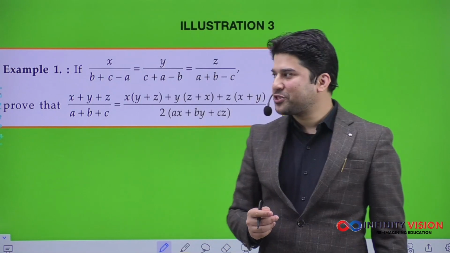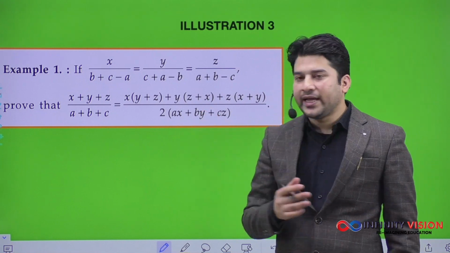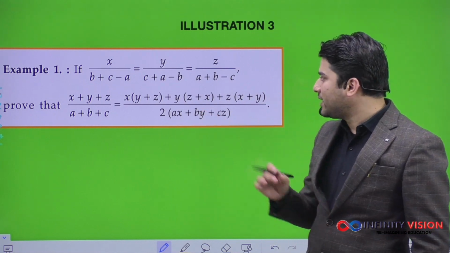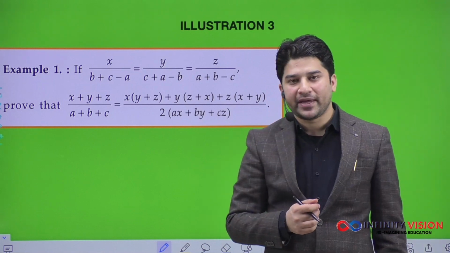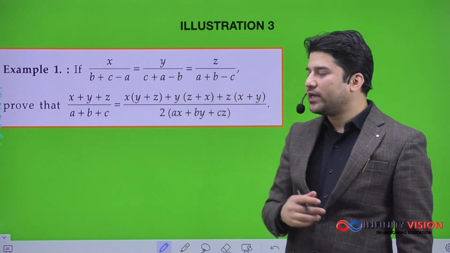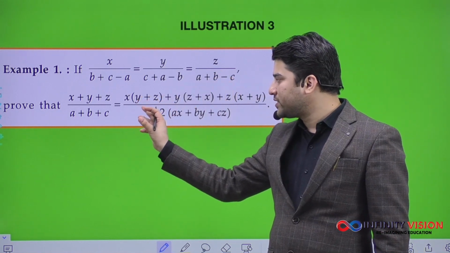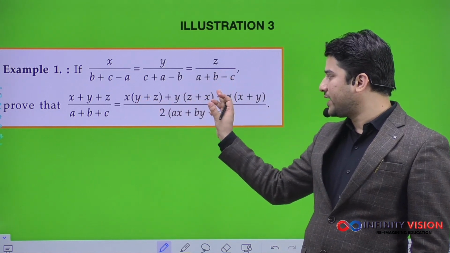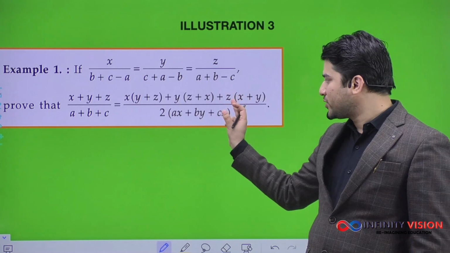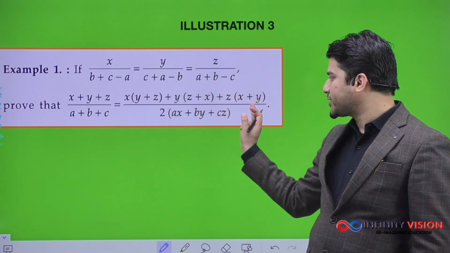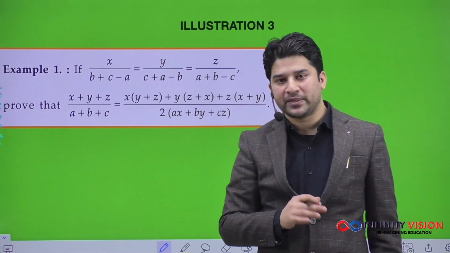Now let's look at this problem. You have x upon (b plus c minus a) equals y upon (c plus a minus b) equals z upon (a plus b minus c). You have to prove that (x plus y plus z) upon (a plus b plus c) equals (x into (y plus z) plus y into (z plus x) plus z into (x plus y)) upon (2x plus by plus cz).